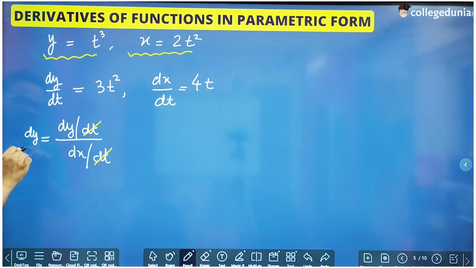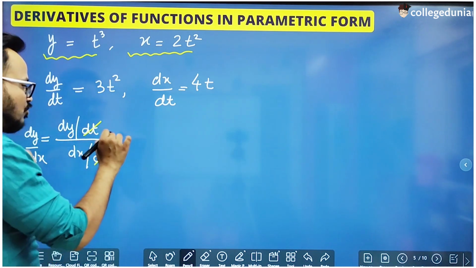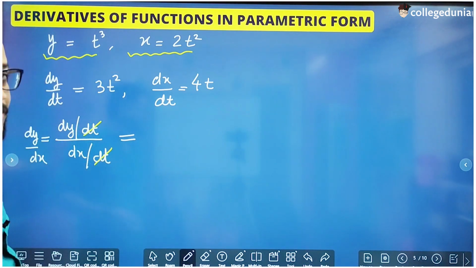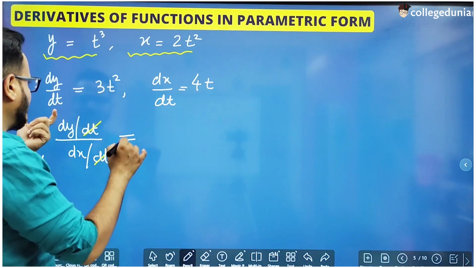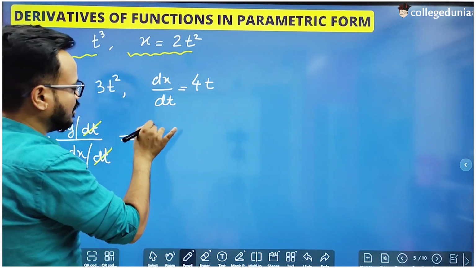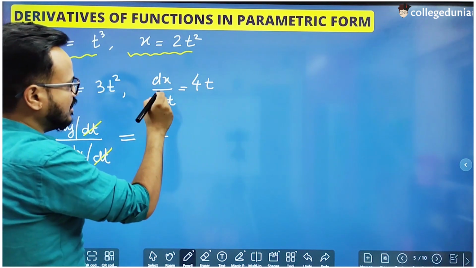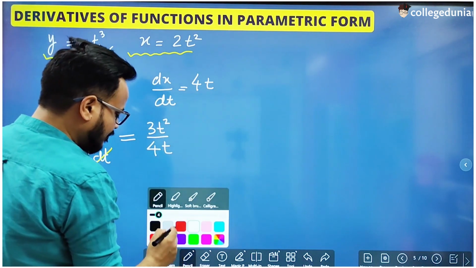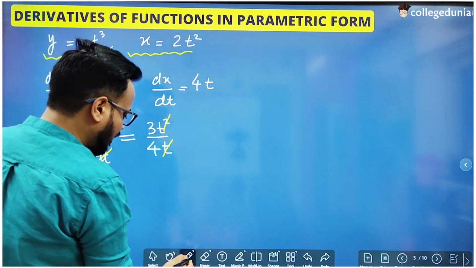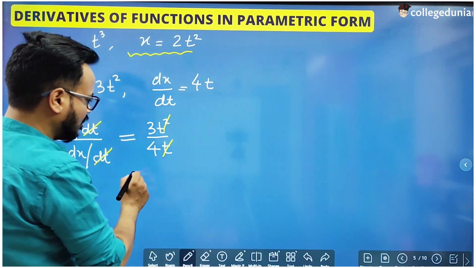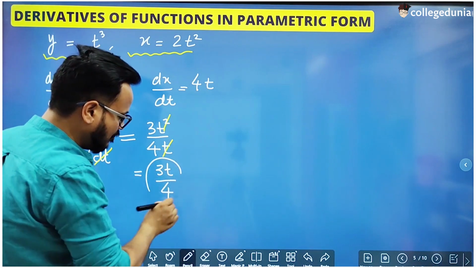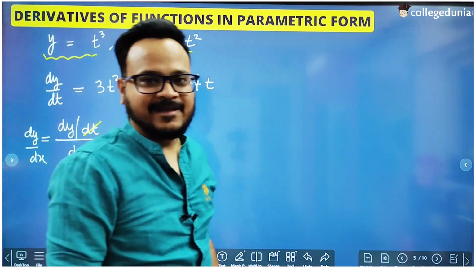We will get dy over dx. Simple. So that is the only thing that you have to do in such questions to find dy over dx. For example, dy by dt was 3t square and dx by dt was 4t. Now let's cancel these two and the answer will be 3t divided by 4. Right?